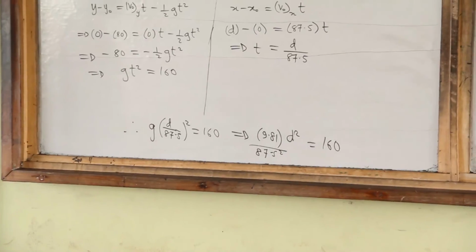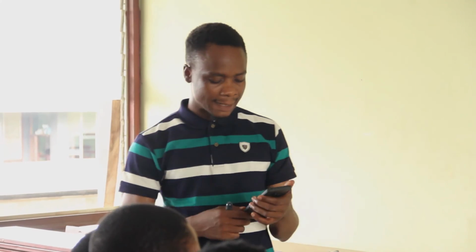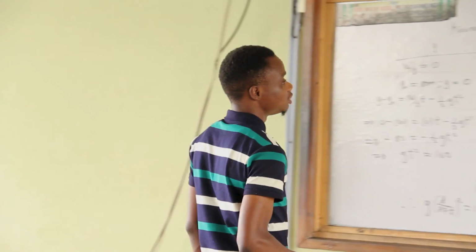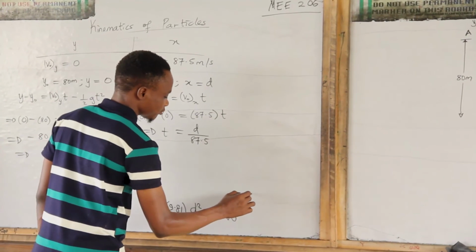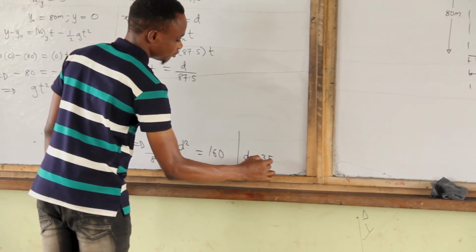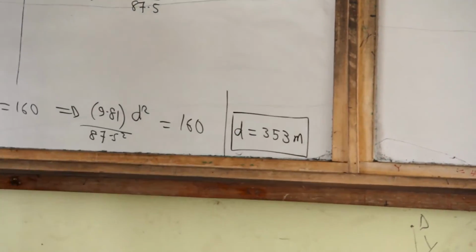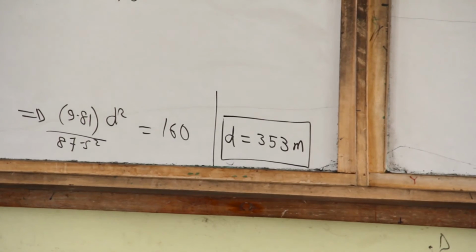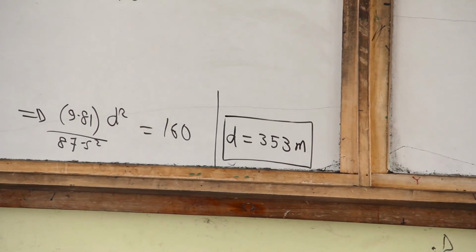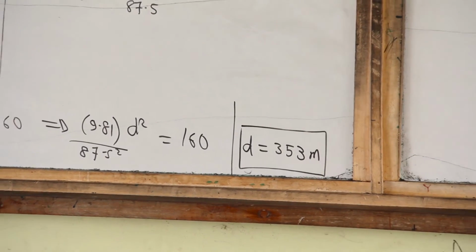That's what the answer is. So d equals 353 meters. So that is that. Alright, so that means we are good to go.